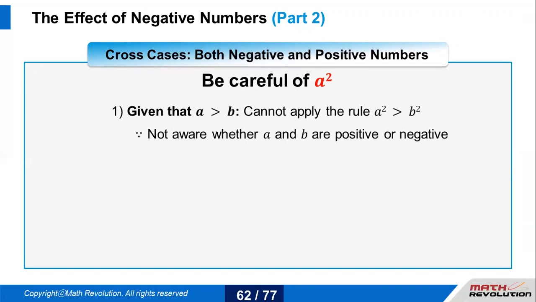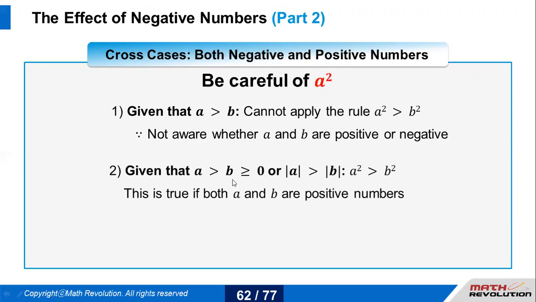Always be careful of a square. If it is given that a is greater than b, you cannot apply the rule a square is greater than b square, because you don't know whether a and b are positive or negative. So this is something which you can always remember and directly apply. You don't have to always plug in and check the values.